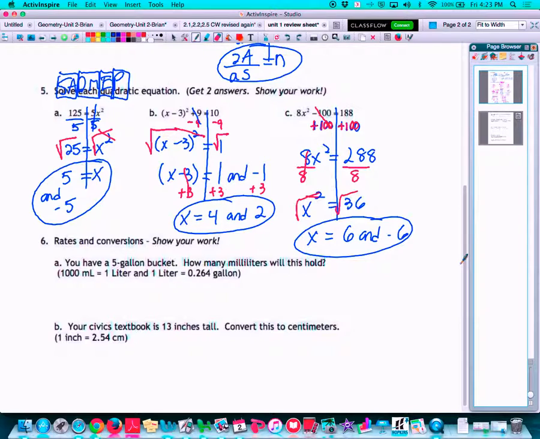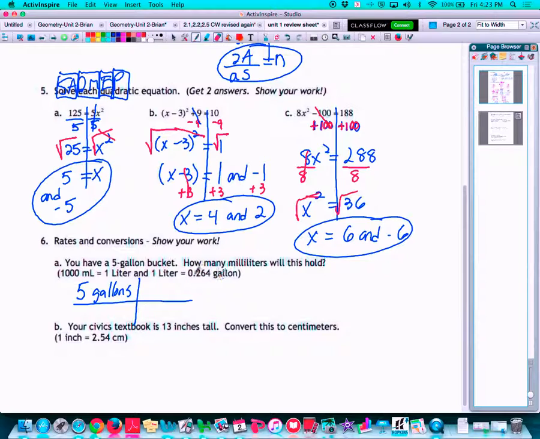All right. Last 2 problems, rates and conversions. We've done this over the last couple days. You have a 5-gallon bucket. How many milliliters will this hold? Remember the process, we make a little chart here. So let's start with 5 gallons. Now we want to convert from gallons to something else. I'm going to make a little chart and say, okay, well, what converts from gallons to something else?